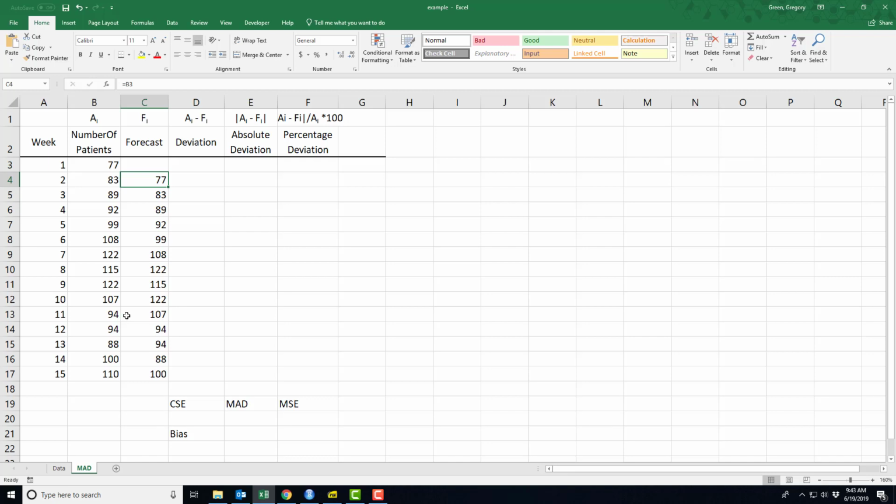So with that said, let me start off by calculating a deviation. Deviations are defined as the actual value taken by our variable minus the forecast value. So notice we're not going to be able to calculate a deviation for week number 1 simply because we don't have a forecast for week number 1. So here we go. Actual value minus forecast value.